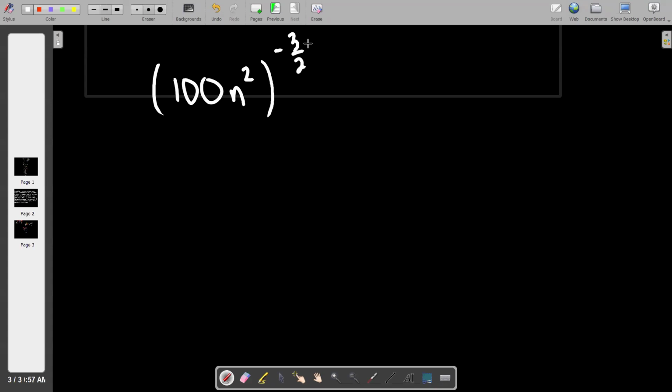So go ahead and take a moment and distribute that exponent through. Don't do any math though. Like don't calculate what anything actually equals. Just take the power and shoot it in. So if you shoot it over here onto the 100, like this, then you just get 100 to the -3/2.